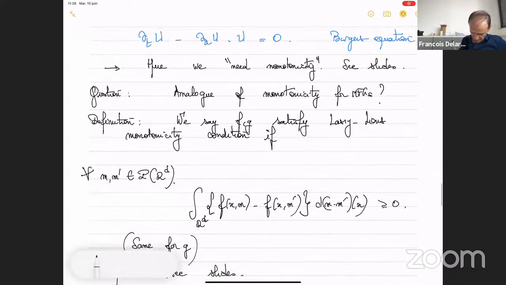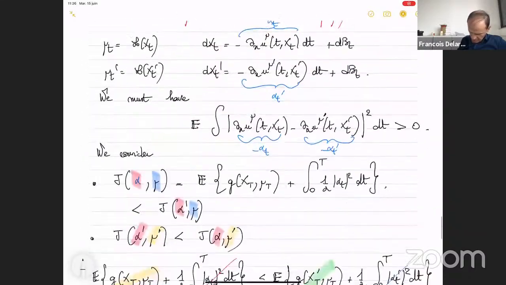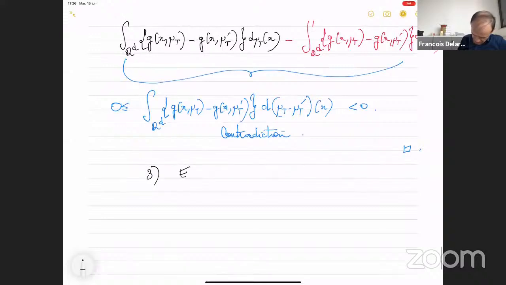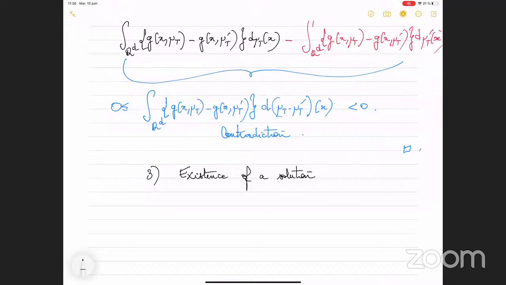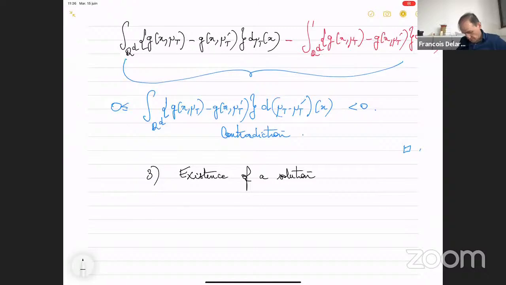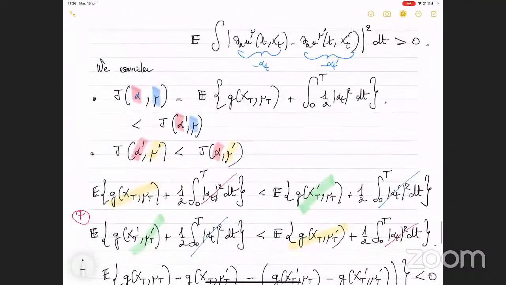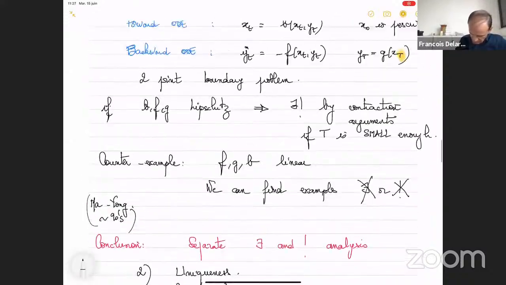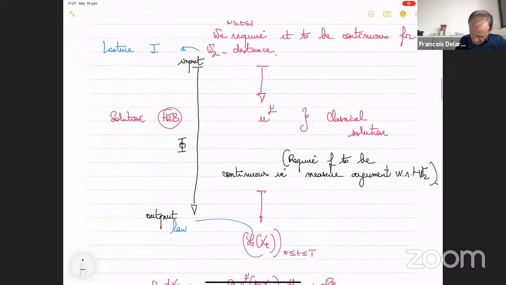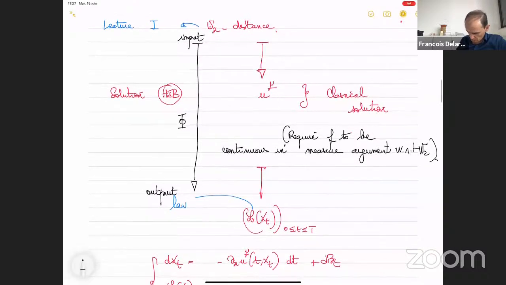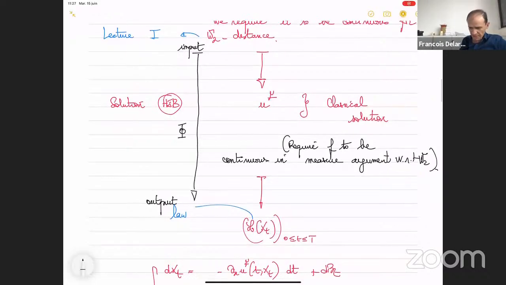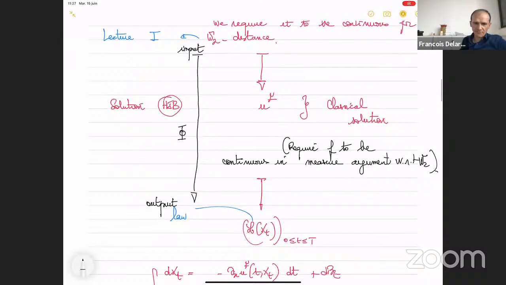So this was for uniqueness, and now after the break, what we can do is to attack existence of a solution. Let me tell you what we are going to do next. We will go back to this mapping phi. I want you to remember, for the rest of this paragraph, what is the meaning of this phi. This is the mapping that maps an input onto the law of the optimal feedback. We want a fixed point for this, but we are not allowed to use a contraction argument because we know that it fails in most of the cases.